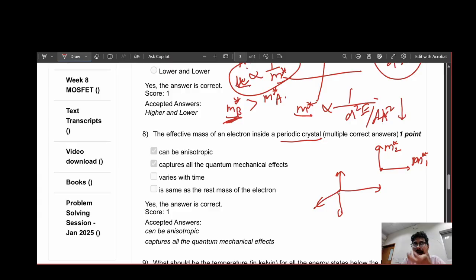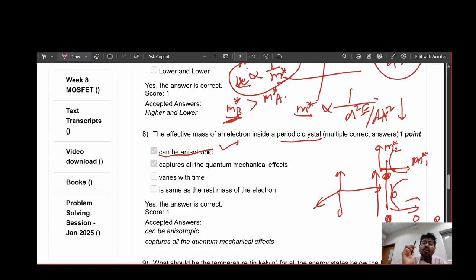Let us say it is in hexagonal close packing, where the spacing between the atoms in this direction is a, but in this direction the spacing between the atoms is b, which is greater than a. So the periodic potential that the electron will see is different in this direction and in that direction. So the effective mass will be different in different directions. That's why the effective mass can be anisotropic.